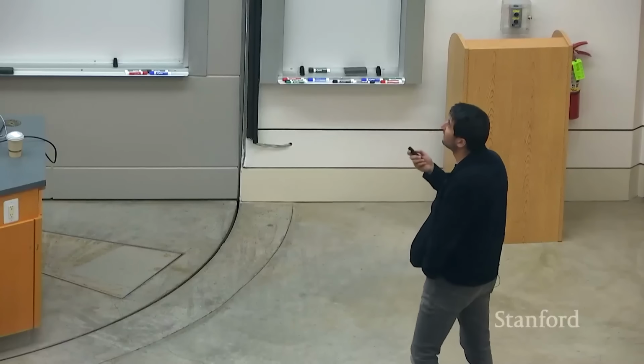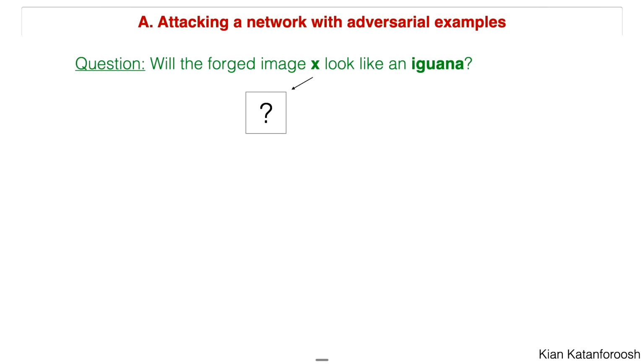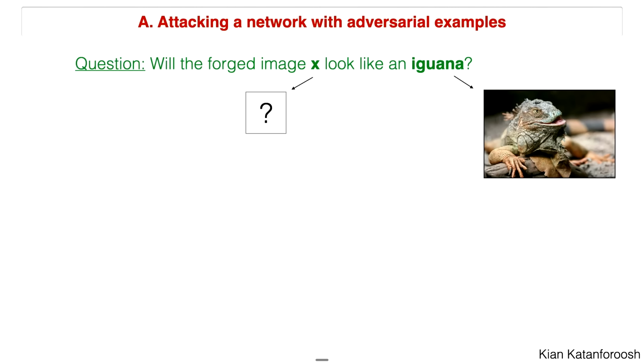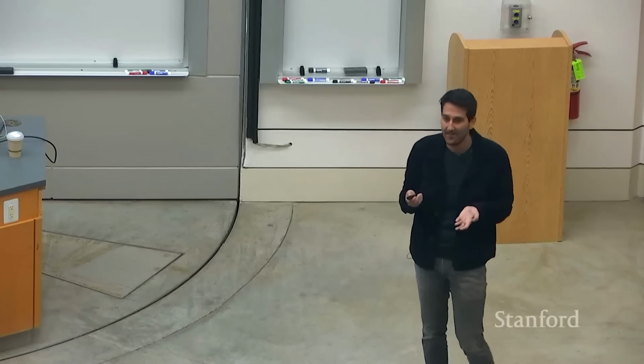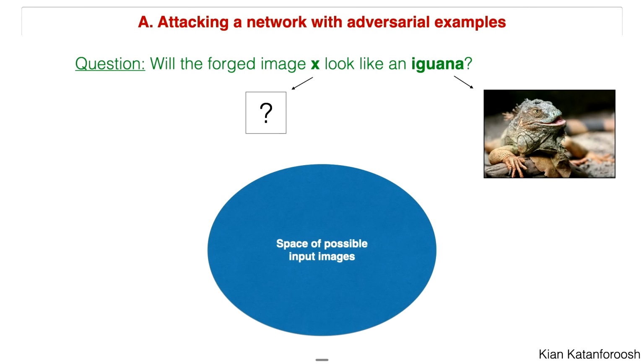So you're right. It is highly unlikely that the forged image will look like an iguana, and the reason is all of what you mentioned. Let's imagine the space of possible input images to the network. It turns out this space is way bigger than the space that us humans look at. We never look at the randomness of images in the wild. We look at actually a fairly small distribution of patterns from our eyes. And so let's say this is the space of possible input images. This space is very large. The space of real images, what we come up as humans, when we look at the world, is much smaller than that.